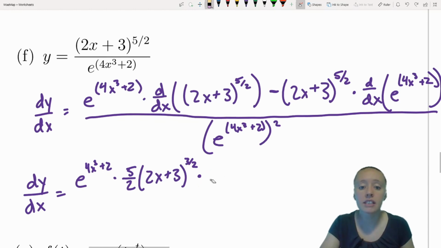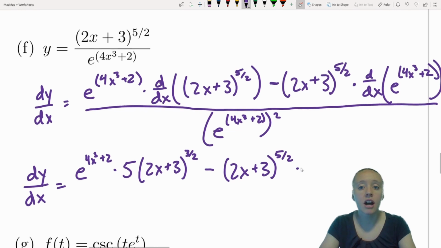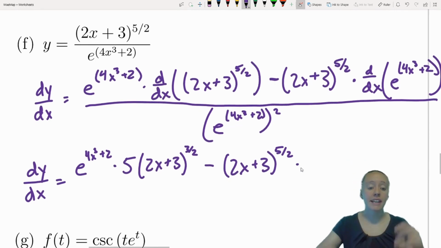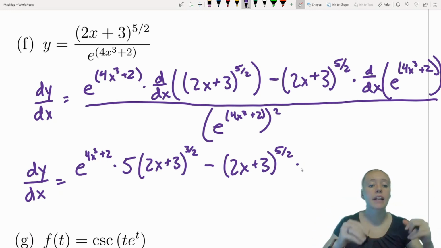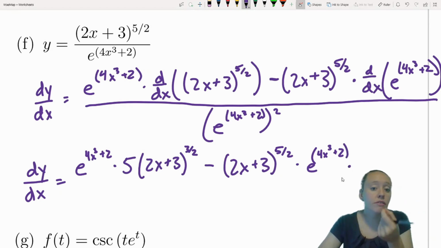So I'll go ahead and erase this now, just so I have a little bit more room for work. Now I'm going to subtract 2x plus 3 to the 5 halves, and that gets multiplied by the derivative of my denominator. Remember, e to the f of x, the derivative of that is e to the f of x times f prime of x. So I'm just going to rewrite it, e to the 4x cubed plus 2, but then I need to multiply by the derivative of that f of x, the derivative of that inner function, the derivative of 4x cubed plus 2, which is 12x squared.